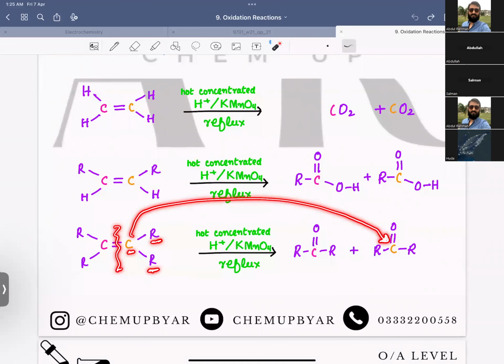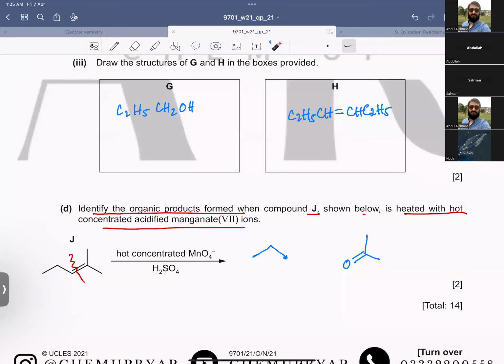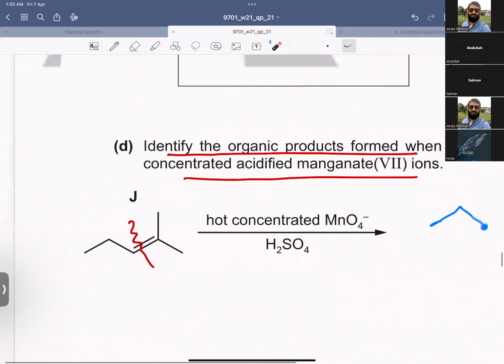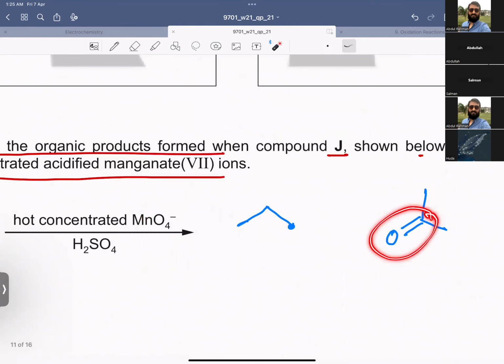Right. So we applied this thing over here. See, this is the carbon which has a double bond, and on both sides it has carbon chains. So this carbon, after being broken down, must convert into a ketone, and for that I did this thing. Is it clear now?